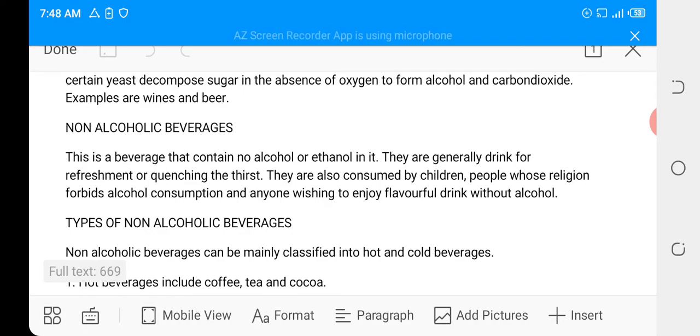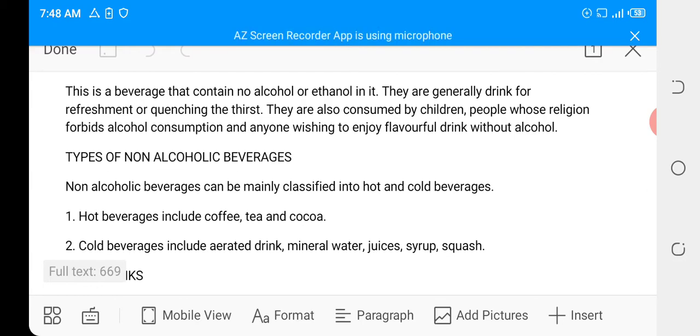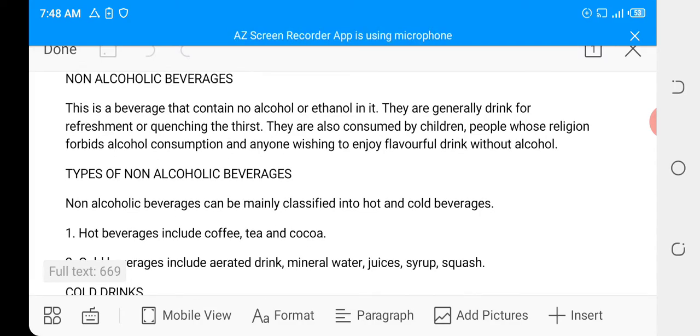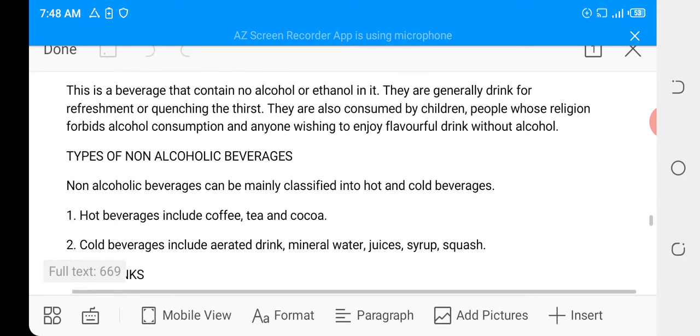And even Muslims don't take alcoholic beverages because Islam forbids the what? Intake of alcohol. Like I said, Islam forbids alcoholic drinks. So the non-alcoholic drink is so suitable for what? All Muslims. And for people that enjoy flavored drinks without alcohol, the non-alcoholic beverage is also suitable for them.